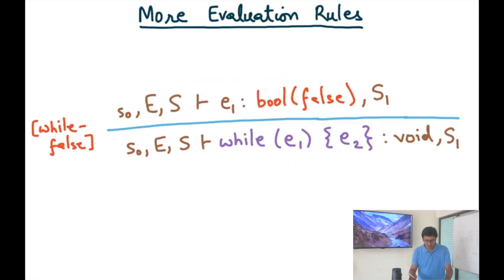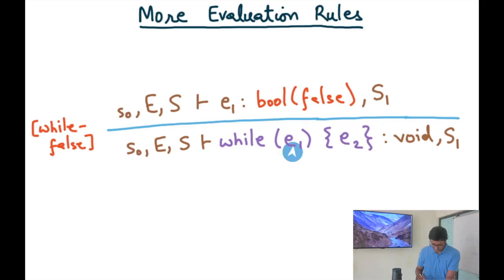Now let's look at a more interesting rule, which is the while construct in our language. So recall that the while construct in our language looks like while some Boolean expression E1 and then some body expression E2. And the question is, what should be the rule for this? So first of all, just like if then else, a while expression also returns a void value, but it may update the store through side effects. And so there are two cases again, just like if then else. One case is when E1 evaluates to false, and the other case is when E1 evaluates to true.